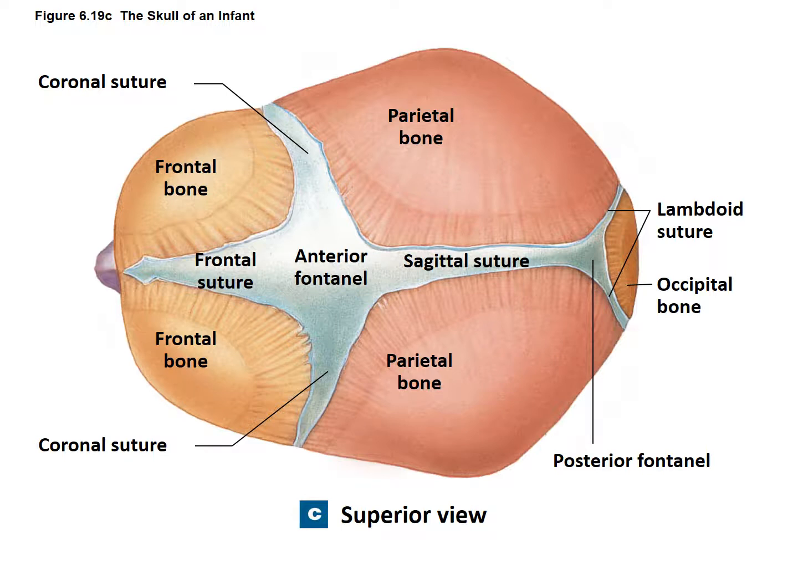There are going to be 4 major fontanelles on the fetal skull. The first is the anterior fontanelle. It is the largest and bounded by the 2 frontal bones and the 2 parietal bones. The posterior fontanelle, seen towards the back, is going to be bounded by the occipital and parietal bones.